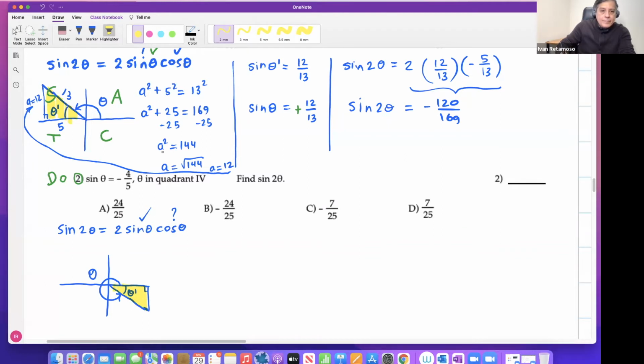Right? And recall that sine, from SOHCAHTOA, is opposite over hypotenuse, right? So your opposite is going to be 4. Your hypotenuse is going to be 5. Find this base using the theorem of Pythagoras and then continue, right?